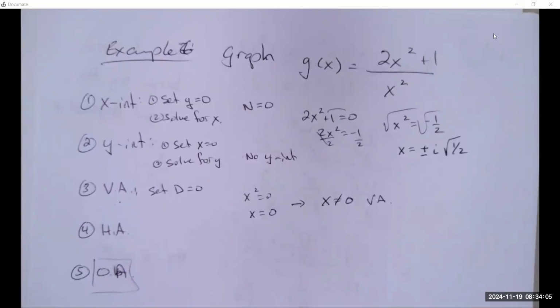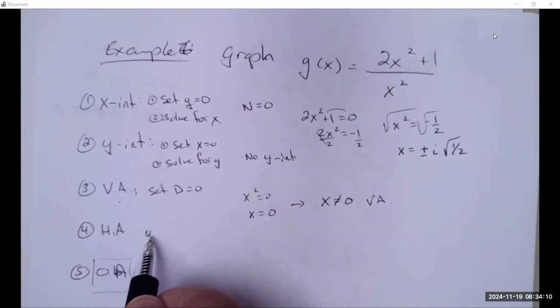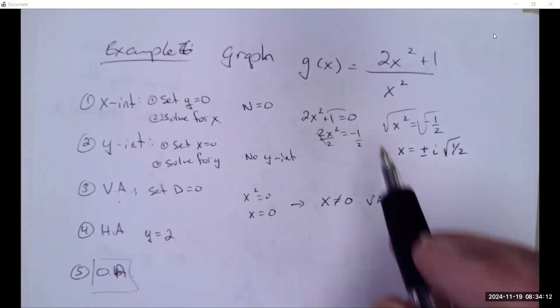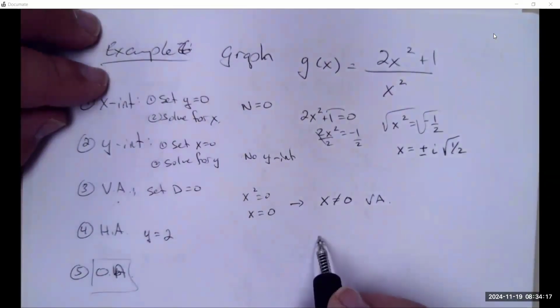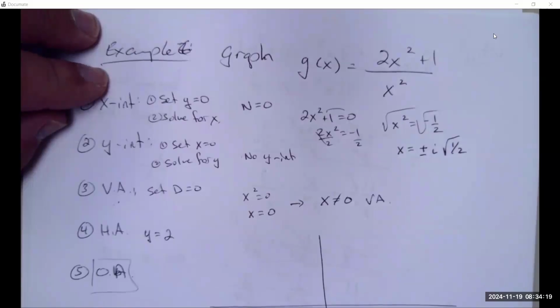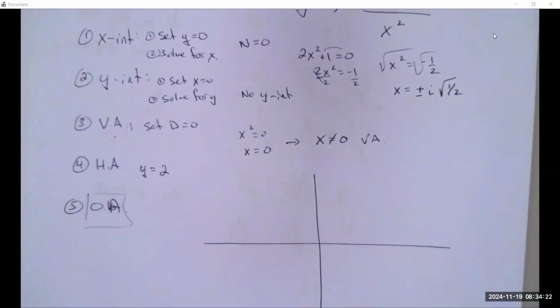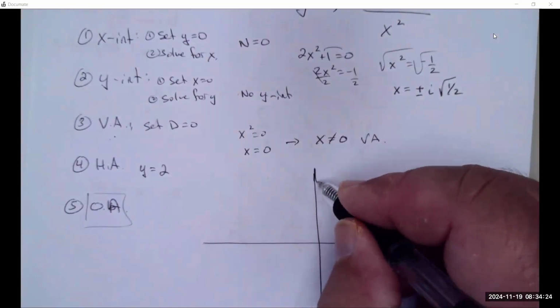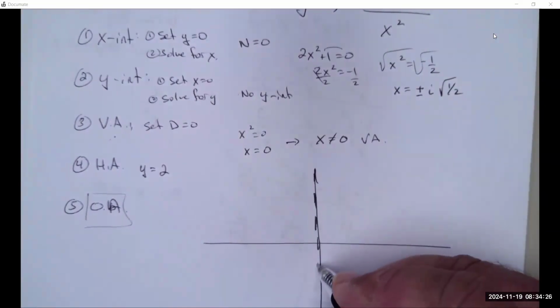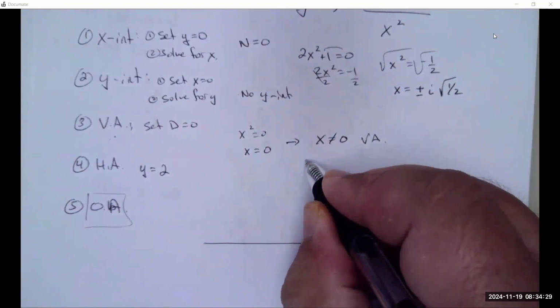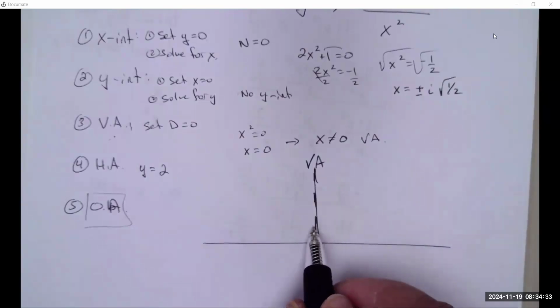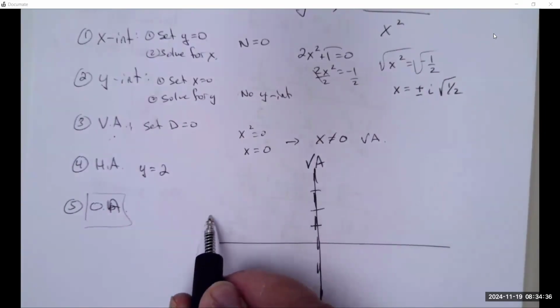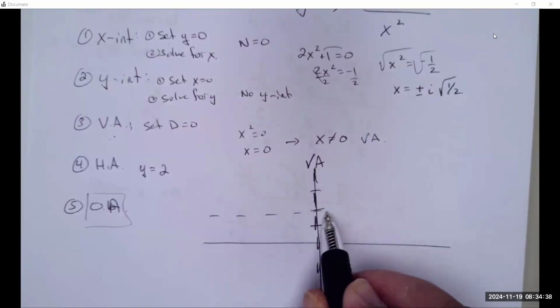How about the vertical asymptote, horizontal asymptote? It is y equals 2, because the degrees are the same. Let's look at what we have put all together now. Our vertical asymptote, which we can't cross, is the vertical line x equals 0. That's our vertical asymptote. The horizontal asymptote is at 2.